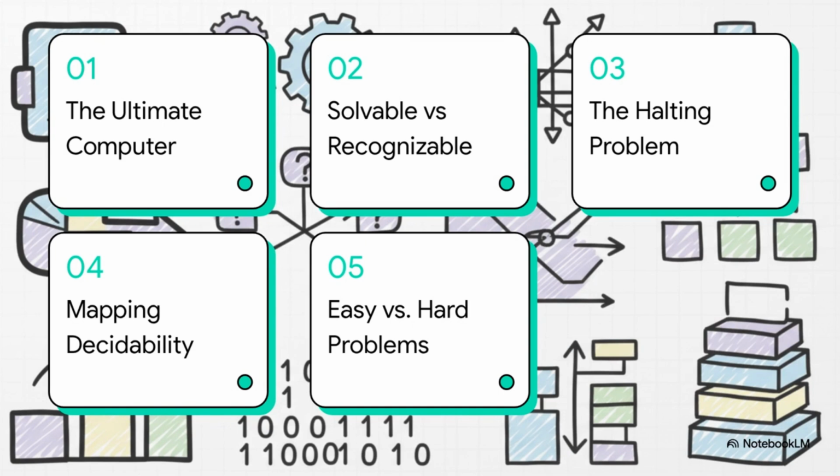So, here's our game plan. We're going to start with the theoretical machine that basically defines all of computation. Then, we'll get into the different kinds of problems you can throw at it. After that, we hit the big one, the unsolvable. We'll map out that strange territory, and then finally, we'll look at the difference between problems that are just hard versus the ones that are actually easy.